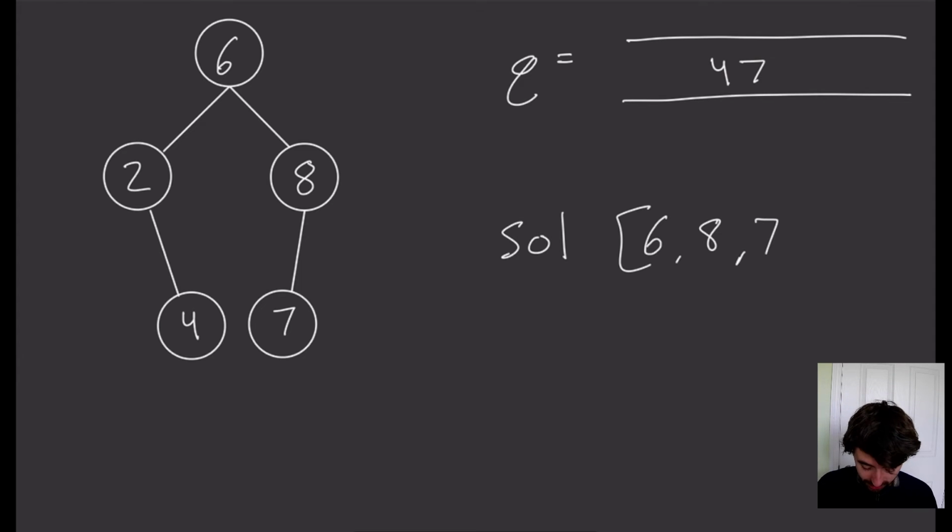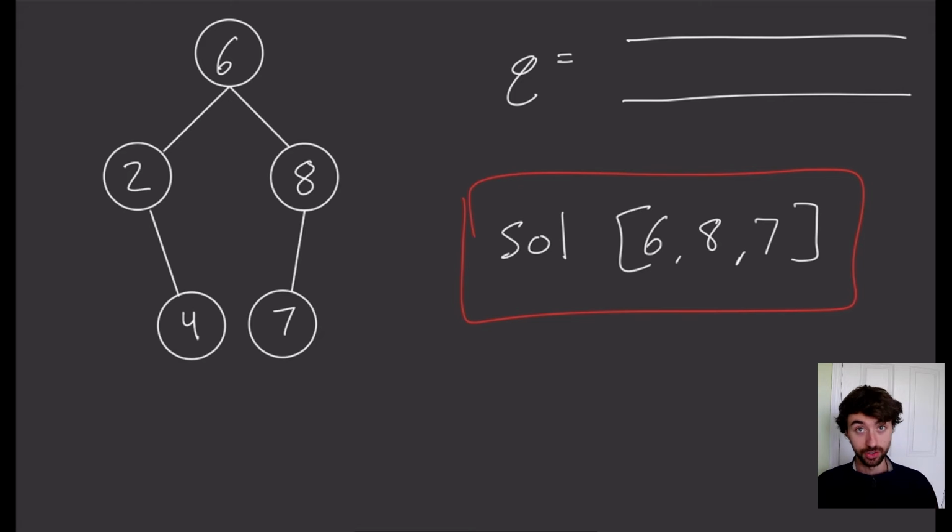And then we ask ourselves, okay, how many values are in the queue? Again, there's just 2. So let's run a loop twice where we pop 4 and add its children. 4 doesn't have any children, so we don't add anything. And then we pop 7 and add its children. It doesn't have any, so we don't add anything. And at this point, there are no more nodes to process. So we know we've finished, and we can return this as our solution.